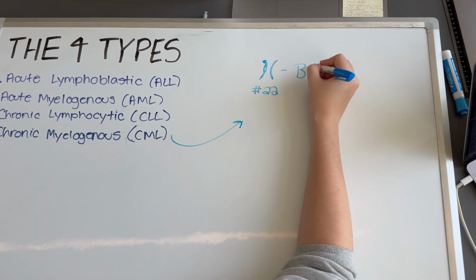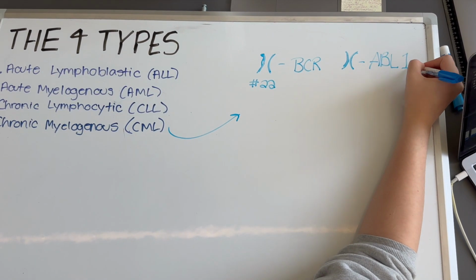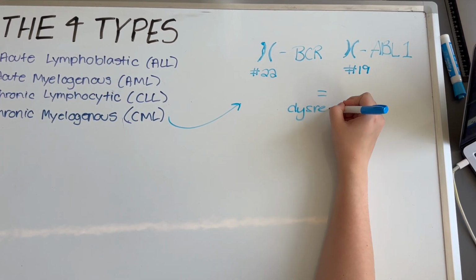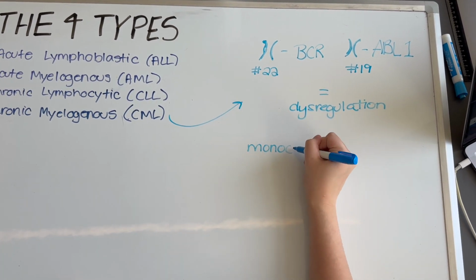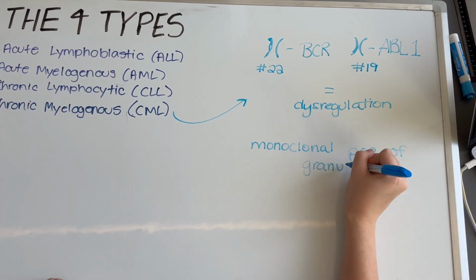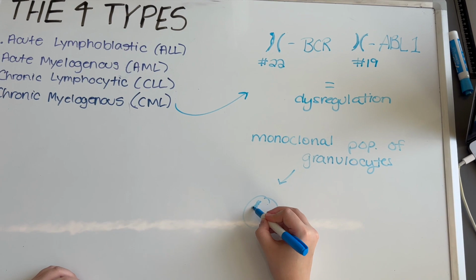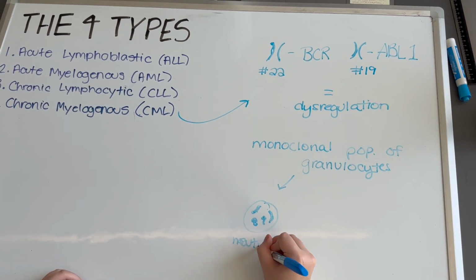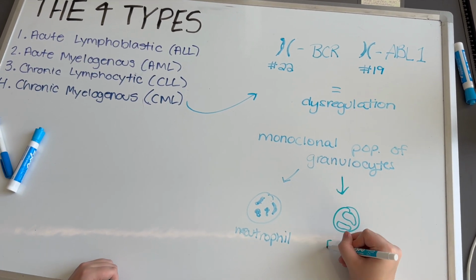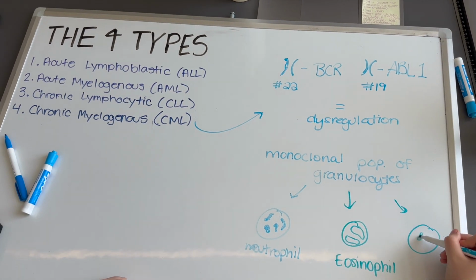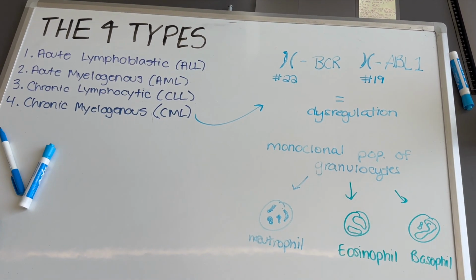CML typically arises from reciprocal translocation and fusion of BCR on chromosome 22 and ABL1 on chromosome 9, resulting in a dysregulation on chromosome 22. This in turn causes a monoclonal population of dysfunctional granulocytes, predominantly neutrophils, basophils, and eosinophils.